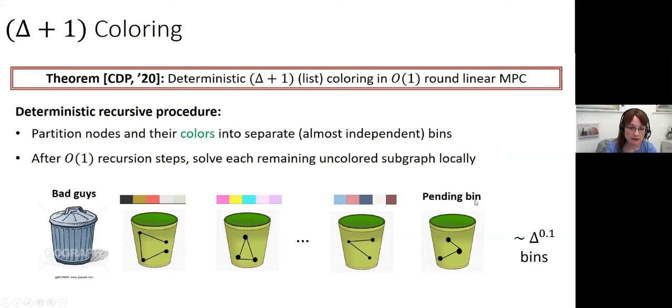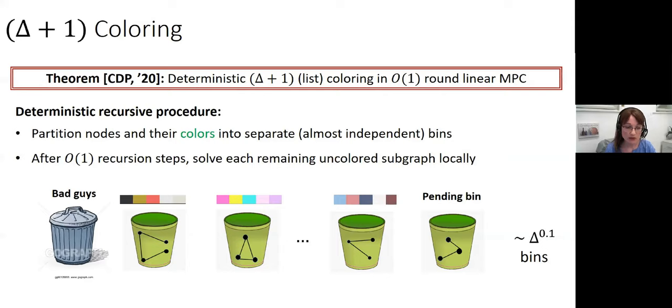Why? Because for all these green bins, I'm going to throw not only nodes uniformly at random, but I'm going to also throw the colors into these bins uniformly at random. So if the problem is delta plus one coloring, I can just take the delta plus one colors and throw them into these bins. That means that now every bin is required to solve a problem with only the set of colors assigned to it. But I'm going to have a special bin that is assigned only nodes, but not colors. So this is a partitioning of both nodes and colors. We saw the same idea happening in this Chang et al. randomized algorithm.